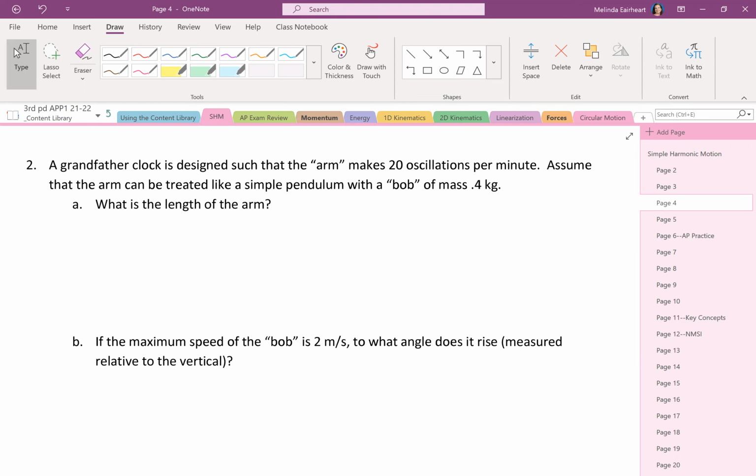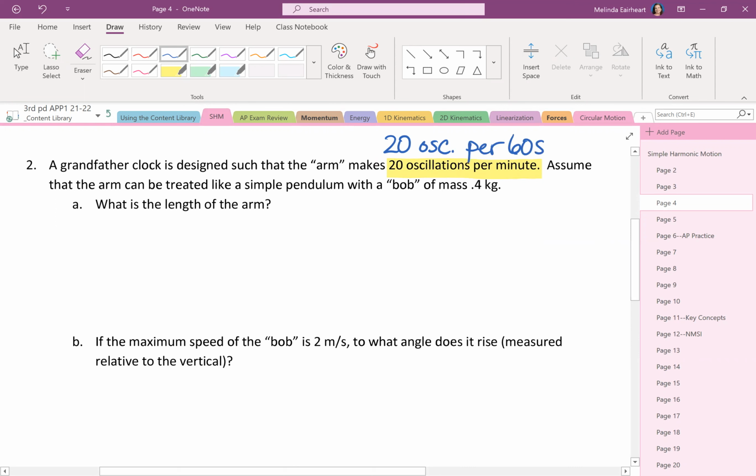All right, page 4, a grandfather clock is designed so that the arm makes 20 oscillations per minute. 20 oscillations per minute. How does that set with you? Anything running through your head? Seconds, okay? We like minutes. We think everyday life in minutes, but it's not SI. And so 1 minute, this is like saying 20 oscillations per 60 seconds, right? Seconds is where we want to be.